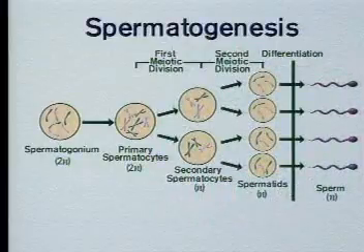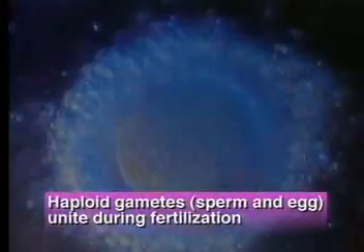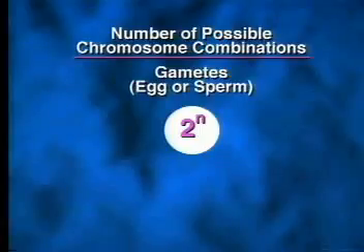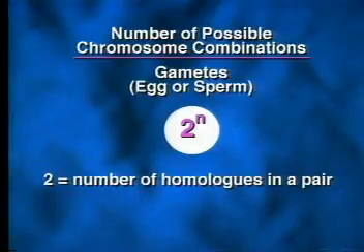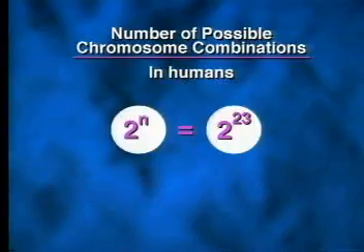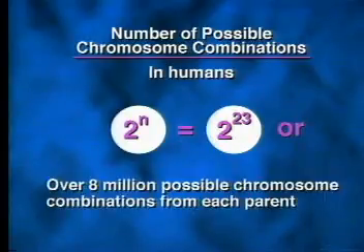tails and become sperm. Haploid gametes unite during fertilization, N plus N equals 2N, to form a diploid zygote. The number of possible chromosome combinations in the gametes is 2 to the N, where 2 represents the number of homologs in a pair, and N equals the haploid chromosome number. In humans, 2 to the N is therefore equal to the possible combinations that each parent contributes. That means that one parent can produce a gamete with over 8 million different combinations of chromosomes.